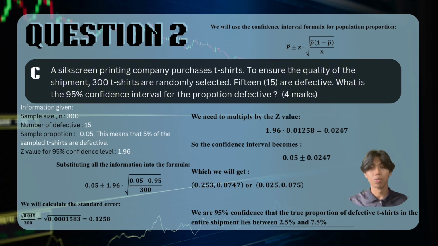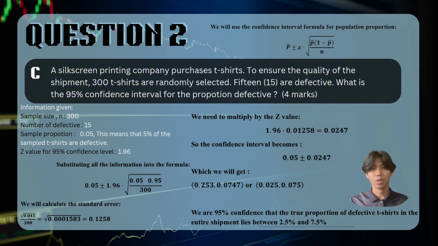First calculate the standard error, so square root of 0.0475 over 300, so we will get the square root of 0.0001583, which gives the answer 0.01258. Now we will multiply by the z value, so 1.96 times 0.01258, so we get the answer 0.0247. So the confidence interval becomes 0.05 plus minus 0.0247, which gives us two answers, 0.0253 and 0.0747.